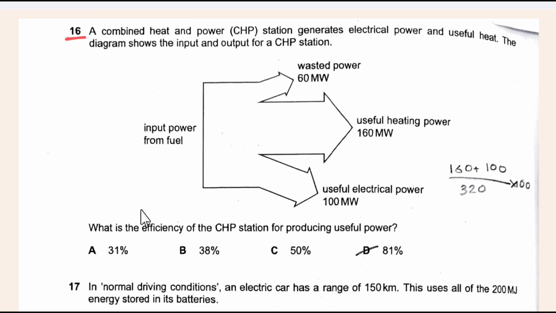Question number 16. What is the efficiency of the CHP station for producing useful power output? We know that the efficiency is the useful power output divided by total power input into 100%. So useful power is this power and this power, divided by total power, that is this power plus this power plus this power. In total, the total power comes to be 320. Useful power by total power into 100%, so the efficiency comes to be 81%.